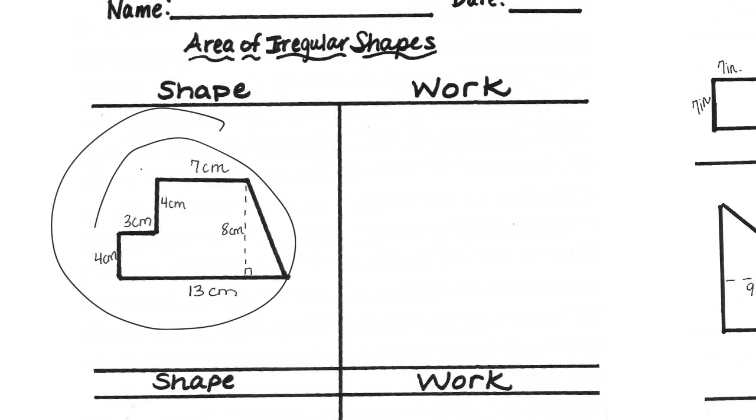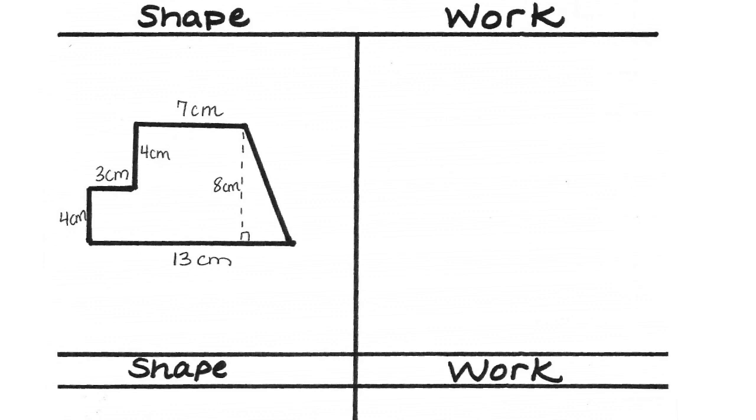So we have to find the area of each shape individually and then add them all up to find that total number or that total area. Okay? So looking at this, the first thing we're going to do is break it into different shapes.